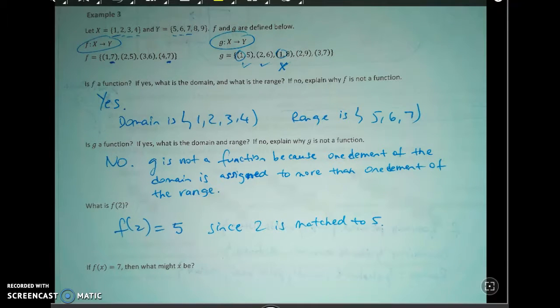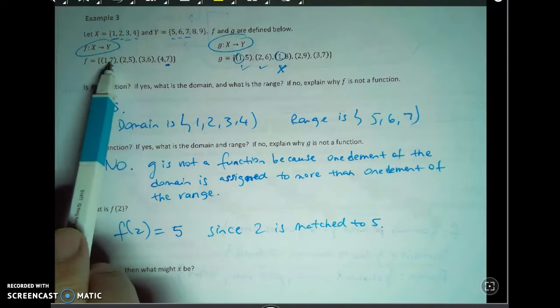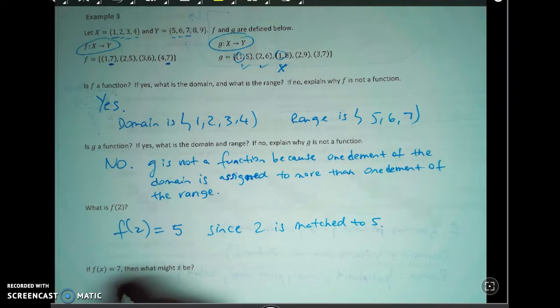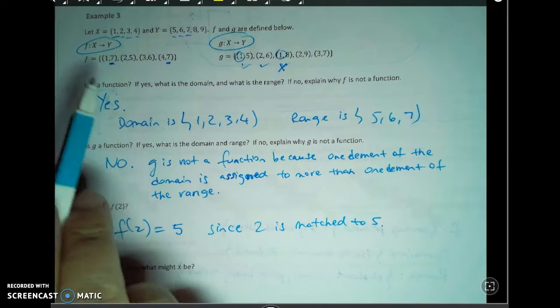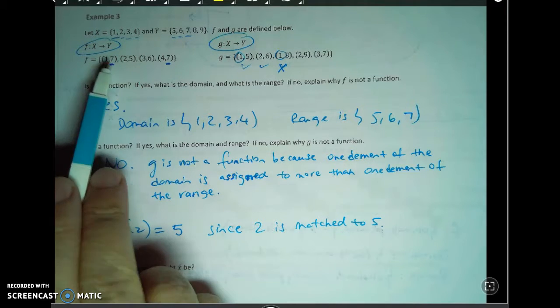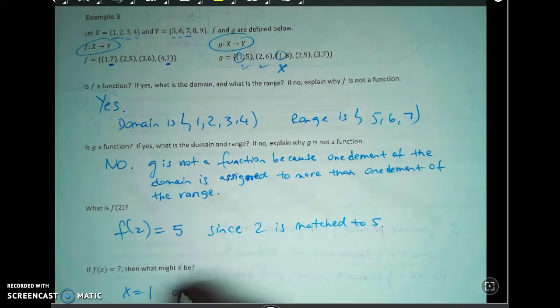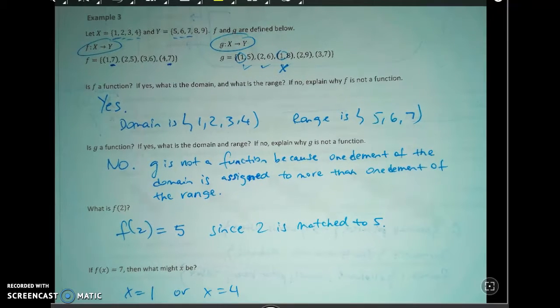So the next one is, if f of x is 7, what might x be? If you look at 7, if f of x is 7, x could be either 1, because 1 is matched to 7, or 4, because also 4 is matched to 7, so x equals 4.